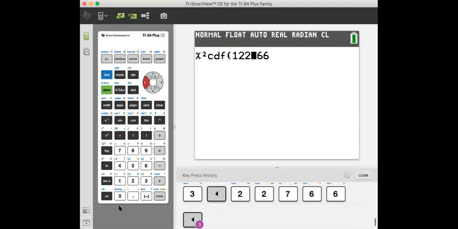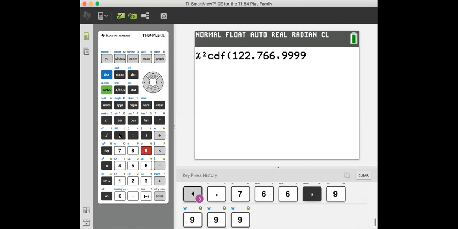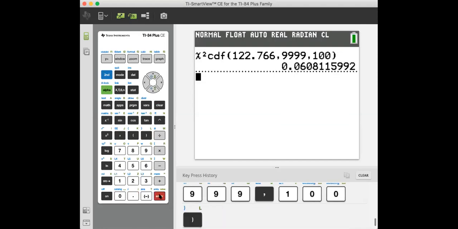If I could handle a mouse, that would be dangerous. Comma, large positive number, comma, and 100 degrees of freedom, and hit enter. And we get 0.0608. Okay, let's stop sharing this.